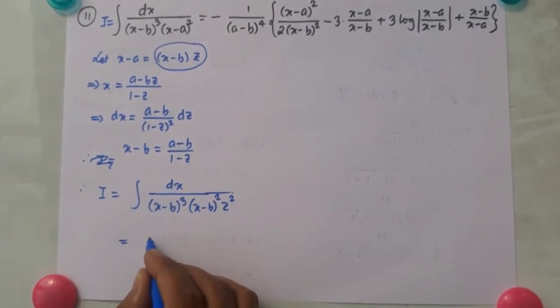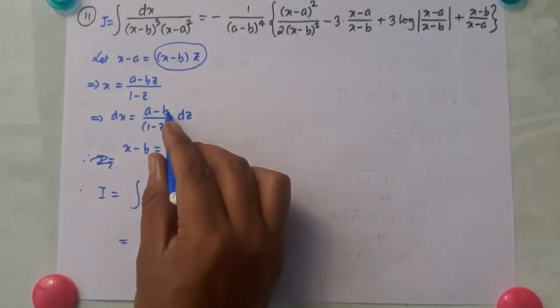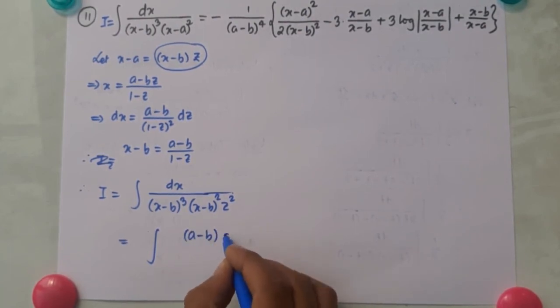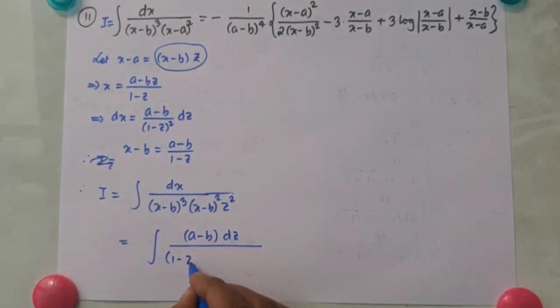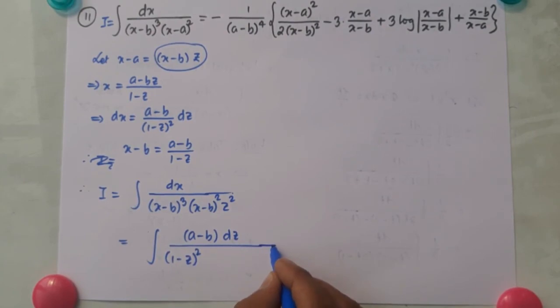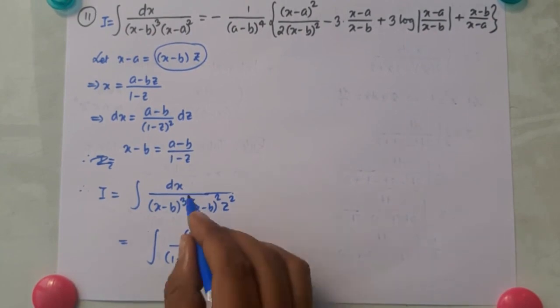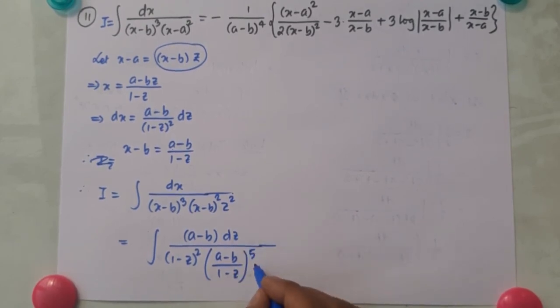So this becomes integral dx. Now let's substitute the value of dx. So dx is this much, isn't it? So this is a minus b dz, see here carefully, divided by 1 minus z whole square. Now this is x minus b whole to the power 5, isn't it? So this can be written as x minus b is a minus b by 1 minus z whole to the power 5, into you have got z square also, remember, right? So we got this much.